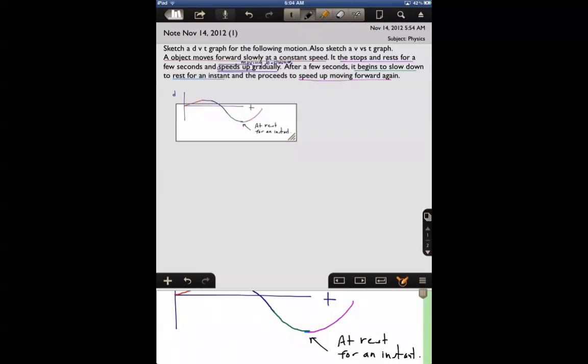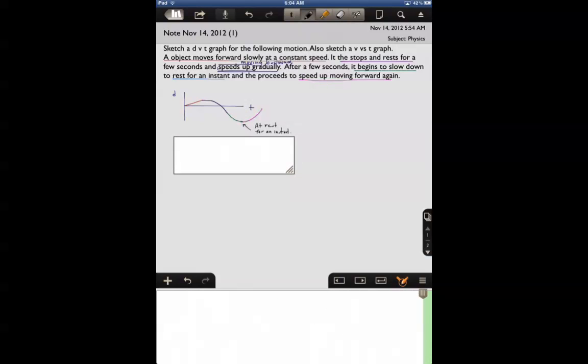Now, the next part of this question was to draw a corresponding velocity graph. So I'm going to put a velocity graph down here.